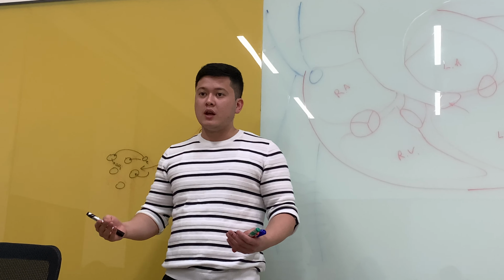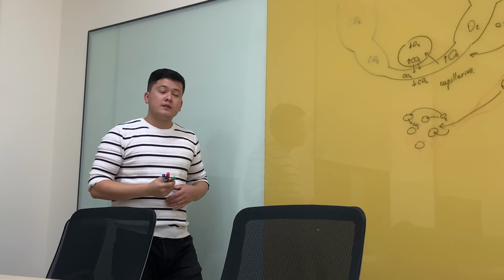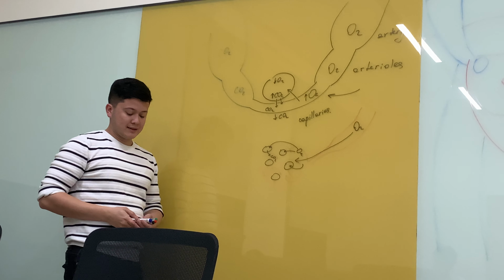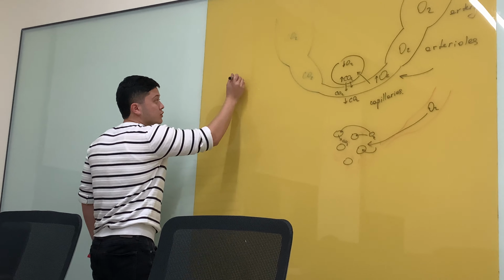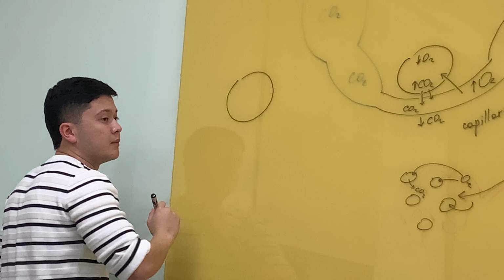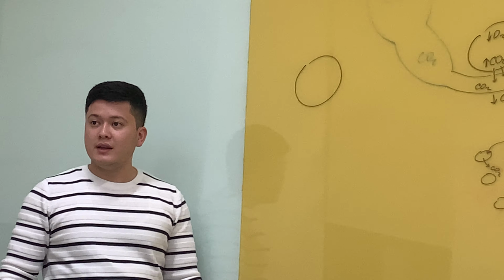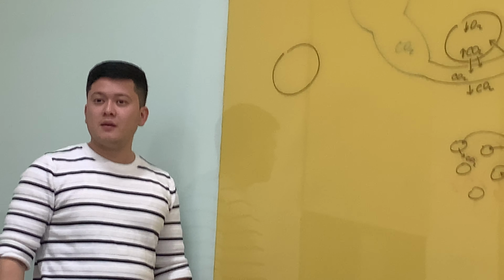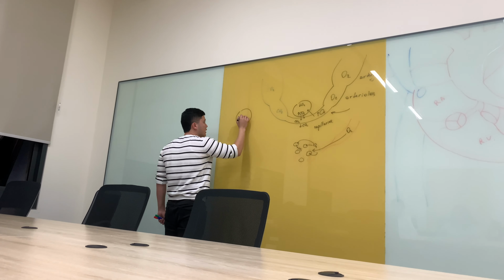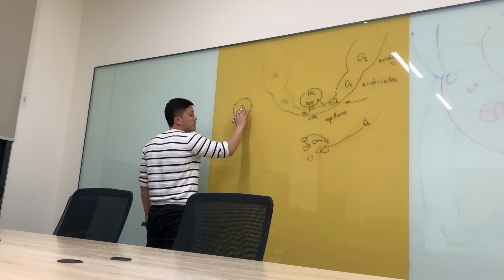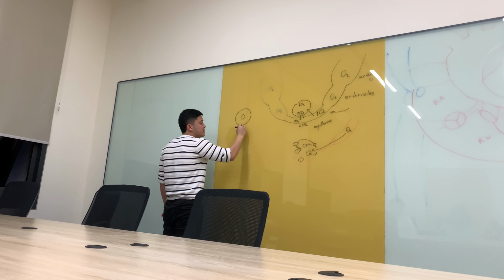So in the venules we have carbon dioxide, which we get from the cells from the metabolic activities. And this carbon dioxide is also attached to the red blood cells. Imagine this is a red blood cell. The shape of the red blood cell is a big concave disc. Imagine this is red blood cells, RBCs.